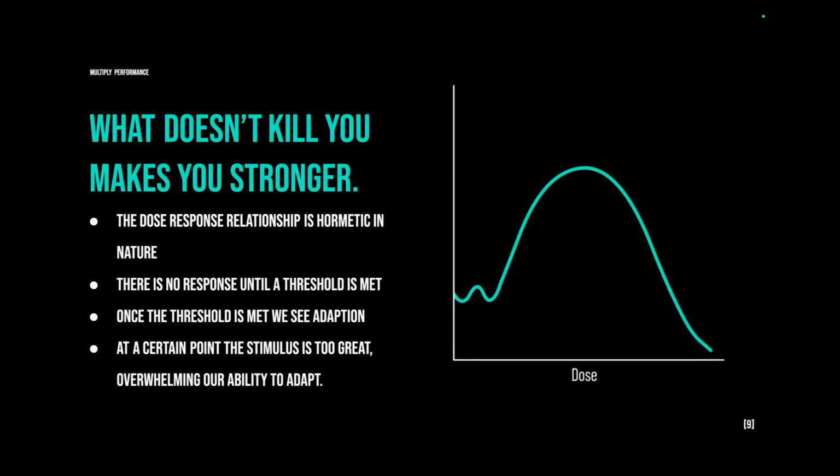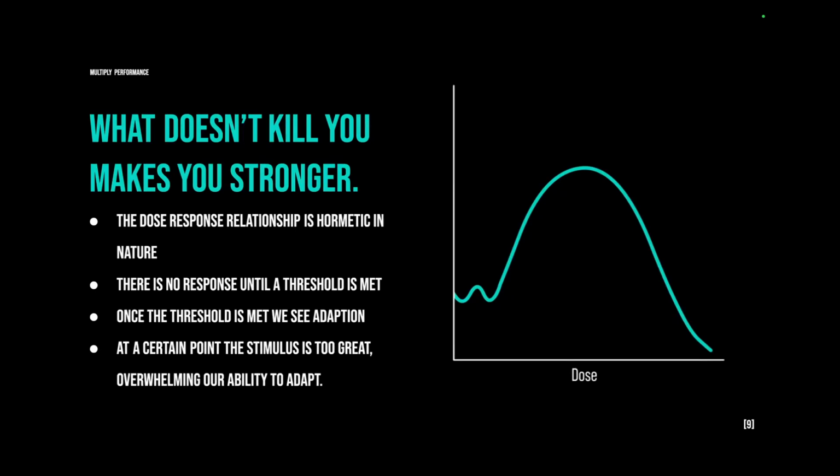And that can link quite nicely to the idea of what doesn't kill us makes us stronger. And it's the fundamental premise behind the dose-response relationship, in that the dose-response relationship is hormetic in nature, meaning that we have to expose ourselves to enough of a stimulus in order to meet a threshold for adaptation. Any increase beyond that point in the size or magnitude of the dose that we're exposed to will lead to an increase in the degree to which we adapt.